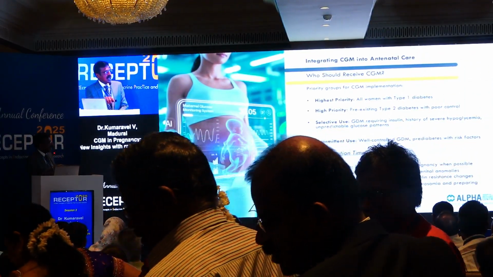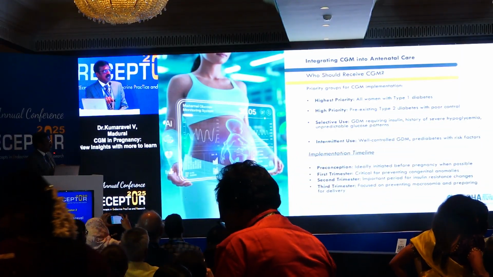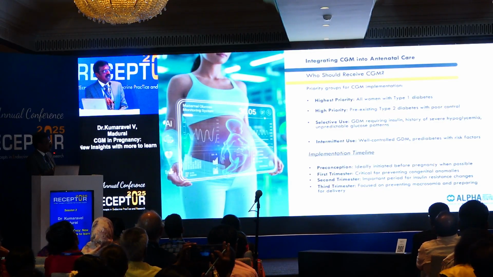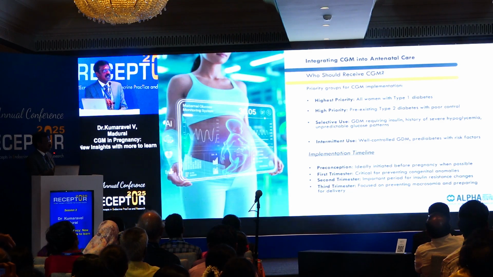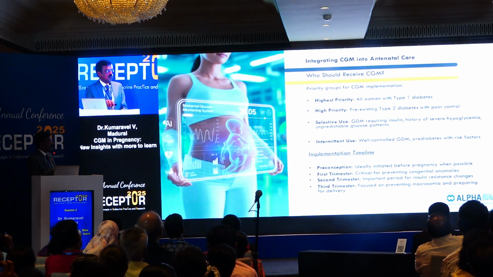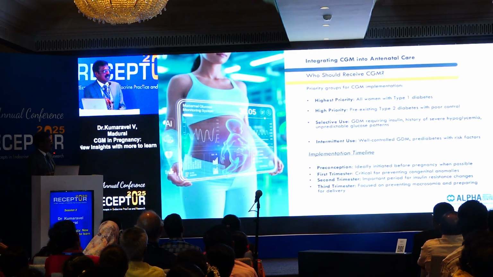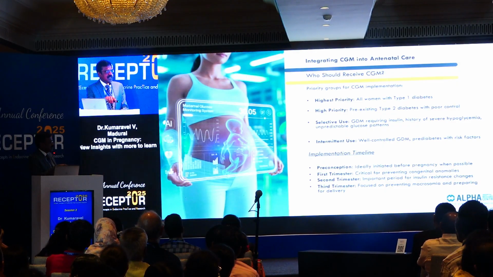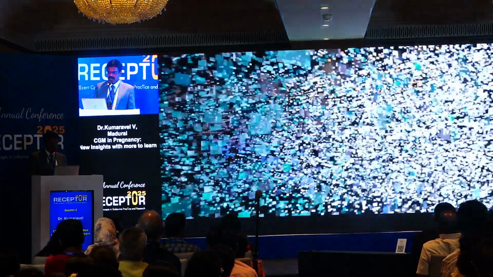So, integrating CGM in antenatal care, highest priority goes to all women with type 1 diabetes, who should be offered CGM. High priority: pre-existing type 2 diabetes with poor control, selective users, GDM requiring insulin, history of hypoglycemia, unpredictable glucose patterns, mismatch between fetal growth and the glucose you see. Intermittent use: well-controlled GDM, pre-diabetes and risk factors. The implementation timeline: do it as early as possible, either pre-conception, in pre-gestational diabetes, first trimester, second trimester, third trimester, you can consider using the CGM.